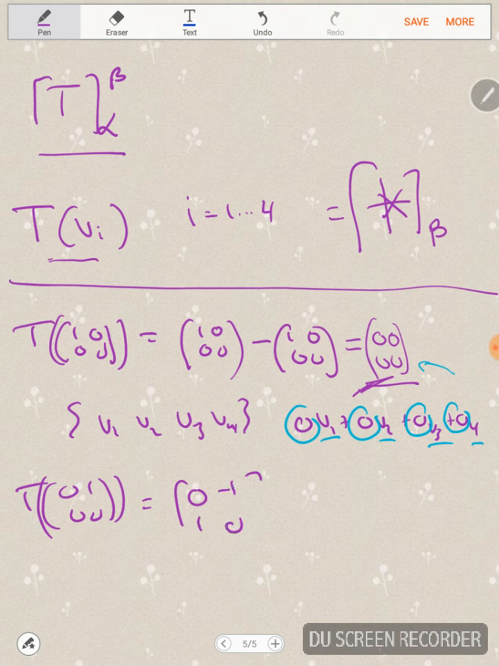I'm going to skip the actual step and just show you what this is. I can rewrite this in terms of the Vi's as minus 1 V2 plus 1 V3. And again, notice these. You need to know what's in front.